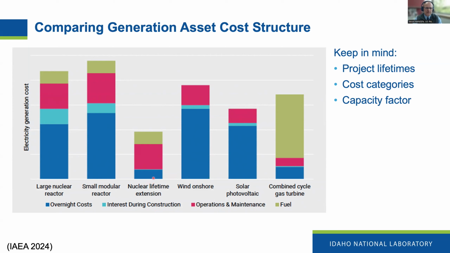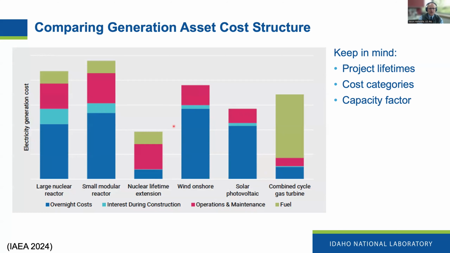Nuclear extensions have relatively little capital cost for extending the life of an existing plant. Combined cycle gas plants have very small capital, or overnight, costs, but the fuel costs are substantial on gas plants, whereas for nuclear plants the fuel cost is much less. For renewables, there are no fuel costs. So that gives a sense of the different breakdown. And this light blue color shows the relative component that belongs to the financing charges.